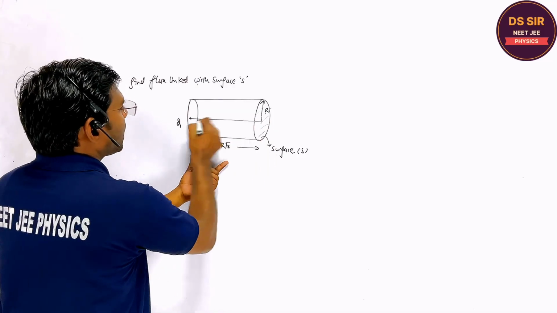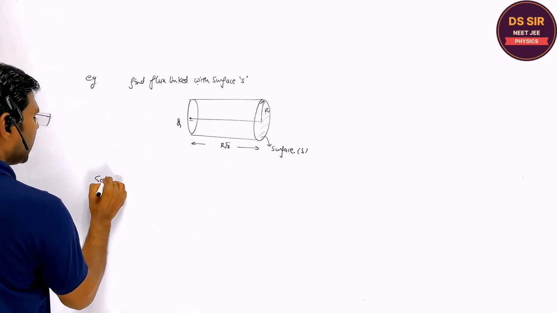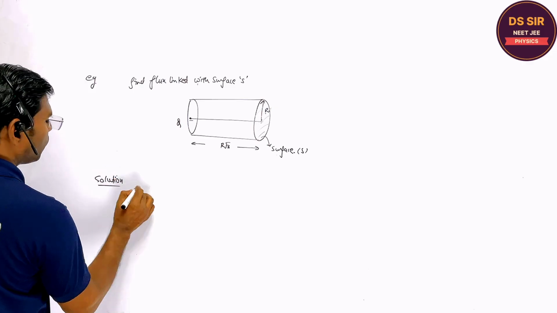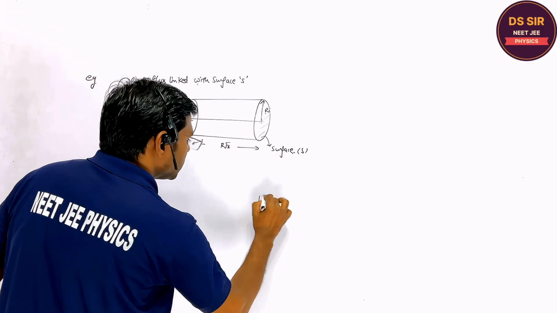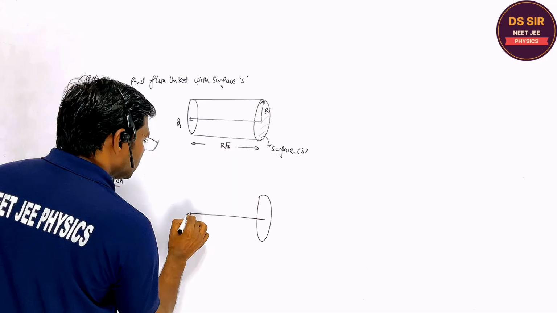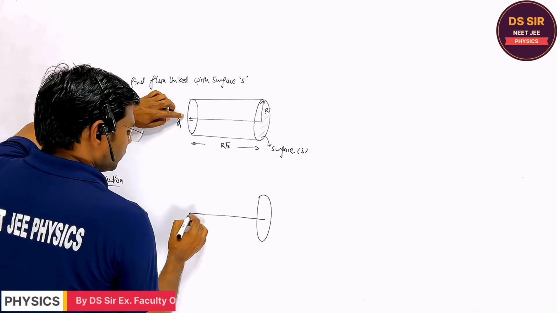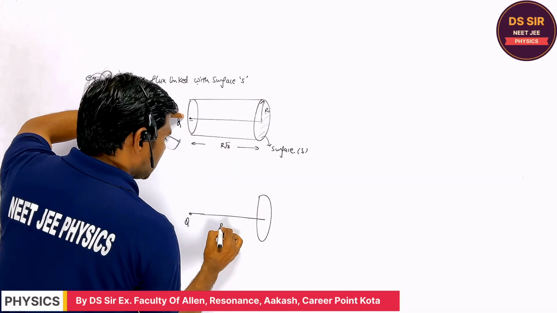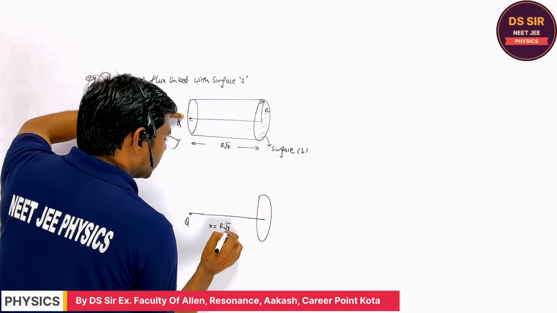This distance is r root 3. So listen one thing, directly you can apply the formula to find the answer. Suppose this is r, this is the point where q is, right? And the separation is r root 3, which is nothing but equal to x.